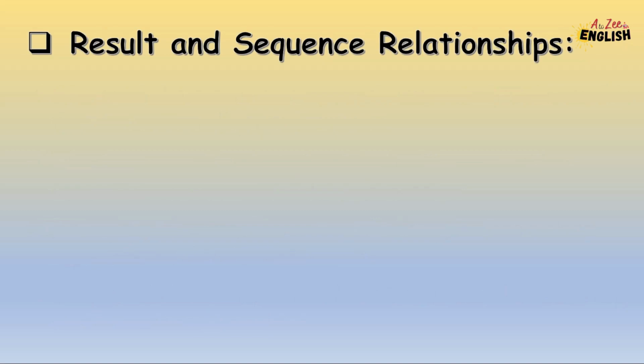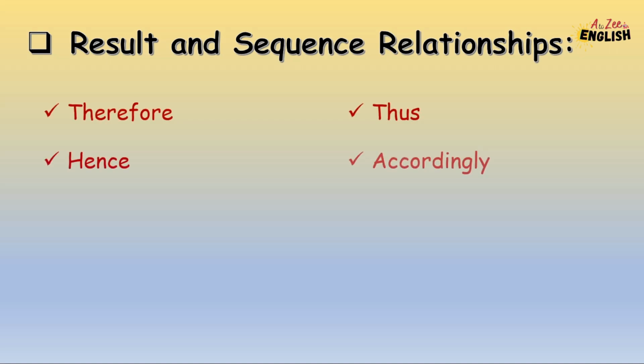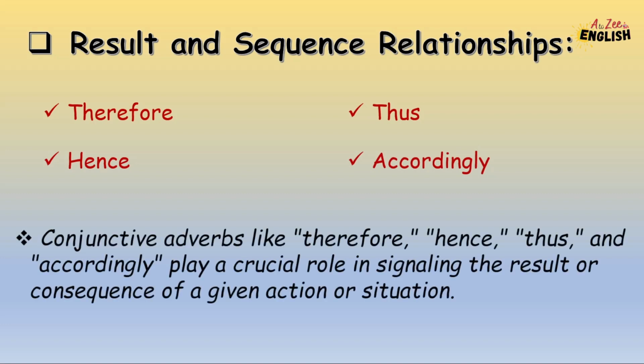Next one is result and sequence relationships. Conjunctive adverbs are therefore, hence, thus, accordingly. These adverbs, like therefore, hence, thus, and accordingly, play a crucial role in signaling the result or sequence of a given action or situation.